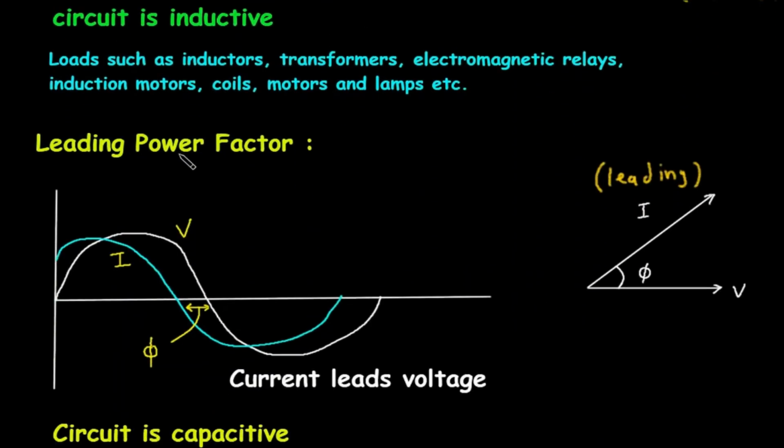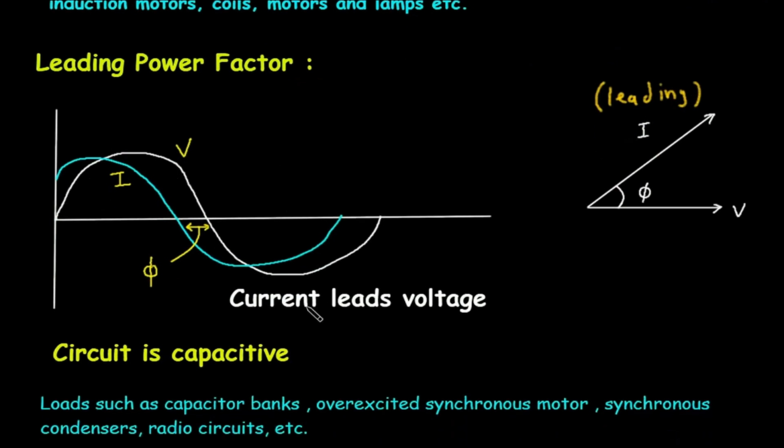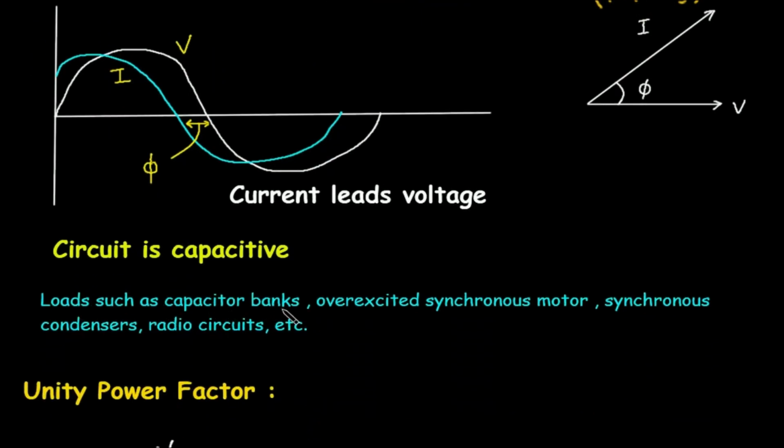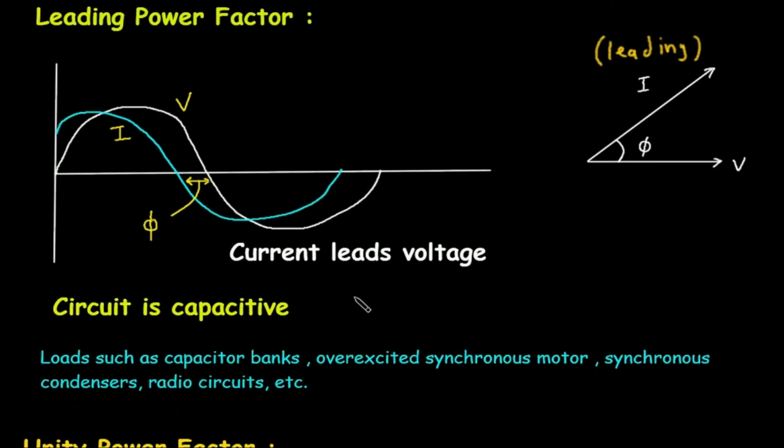Now in case of leading power factor, current leads voltage. Here we can see this is the voltage and this is the current. So current is leading the voltage. Here also we can see that the current is leading. So in case of leading power factor, or in case of capacitive circuit, the power factor is leading. Loads such as capacitor banks, overexcited synchronous motors, synchronous condensers, radio circuits, etc. are capacitive circuits. So in this case, the power factor is leading.